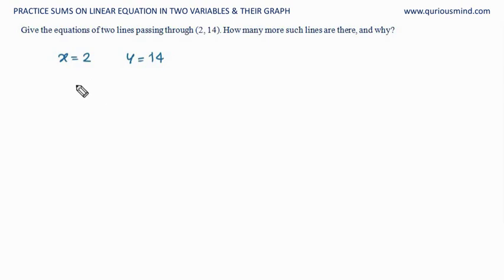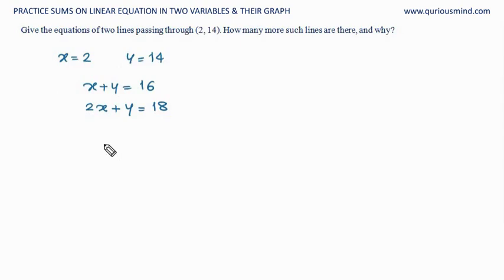So I can use that x plus y is equal to 16. This can be one equation of a line. Or I can use that 2x plus y is 18. 4 plus 14 is 18. So these are two equations of the lines which pass through this point.